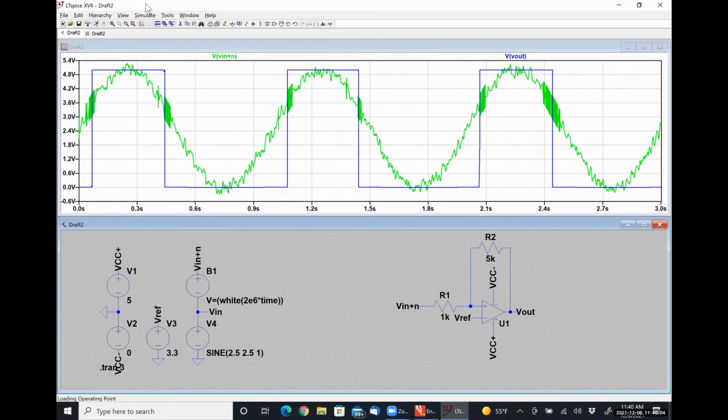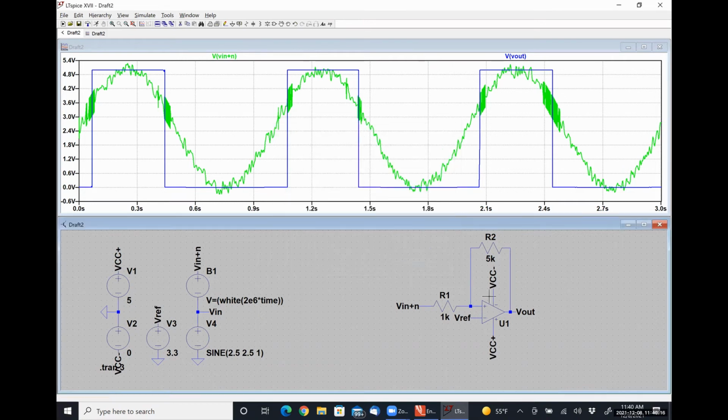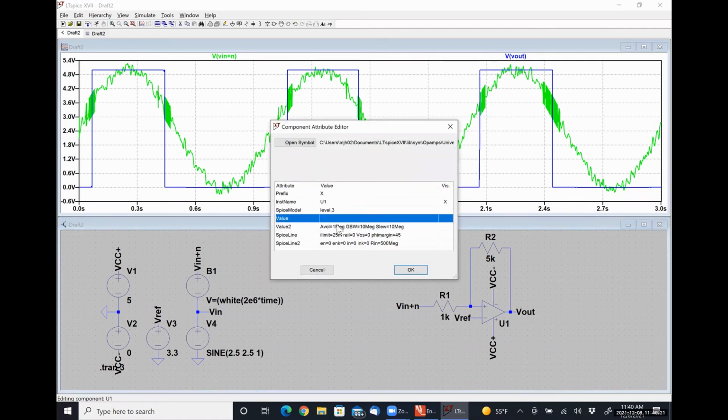So let's play around and see what happens if we drop our gain, right? So let's move the spice level from 2 to 3. And let's drop our gain. Right now it is 1,000,000. So let's drop it to 0.01. So that'd be 10,000, right? So that's a pretty appreciable decrease in the gain.